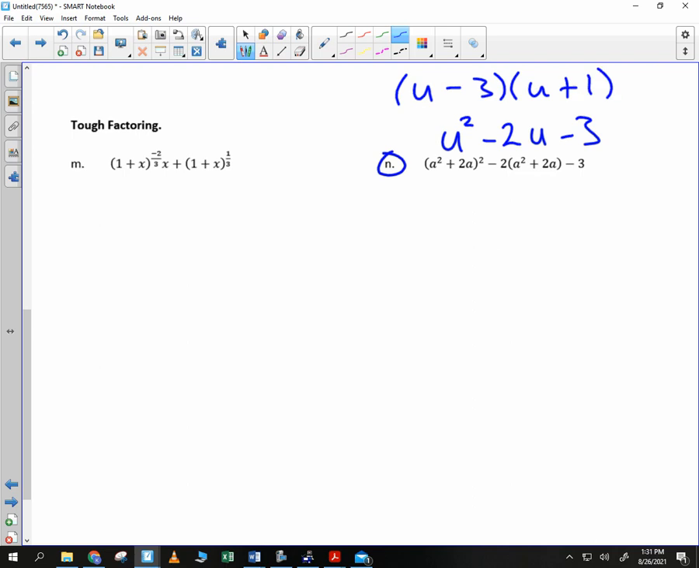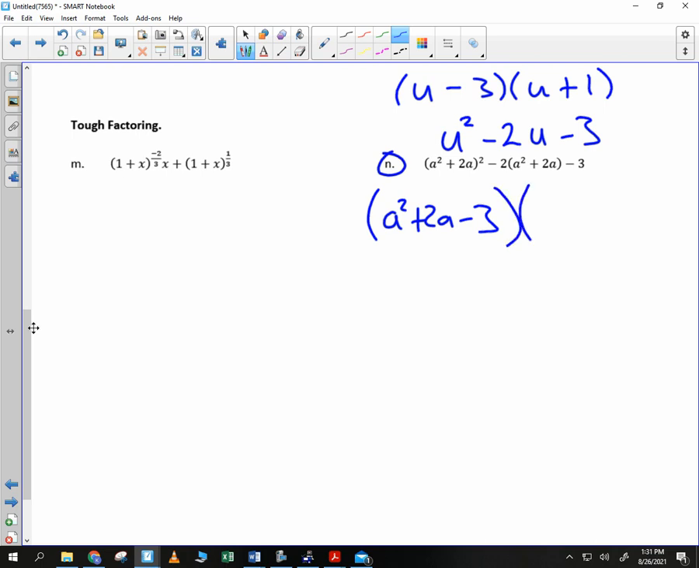Wasn't that easy? So now this will be that easy. This is going to factor the same way. Something minus 3 times something plus 1. What is that something? Right? So that something, which is a squared, I'll just write, sorry about that, a squared plus 2a minus 3. That's the something we had. That took the place of u.